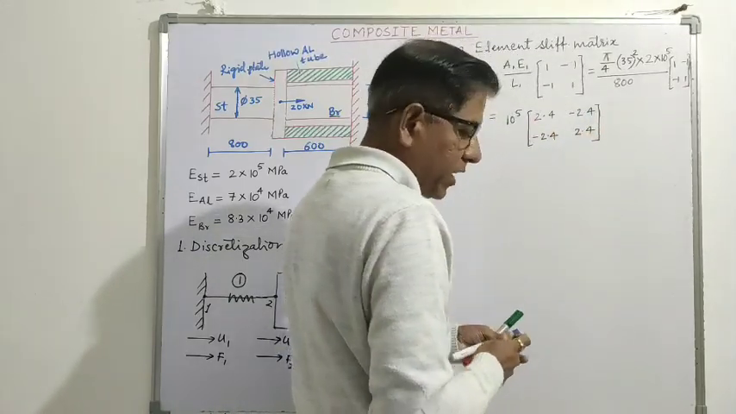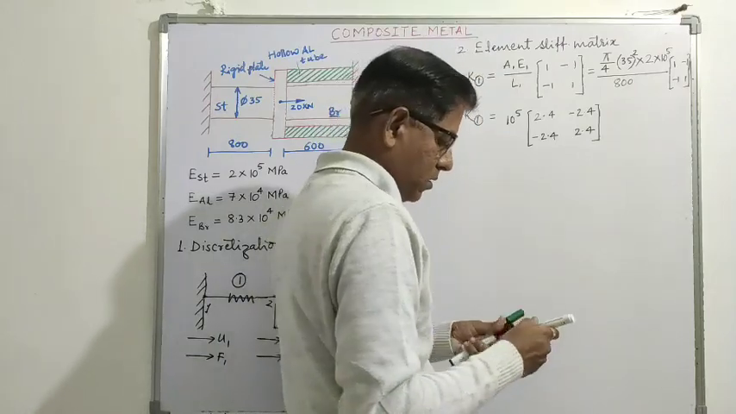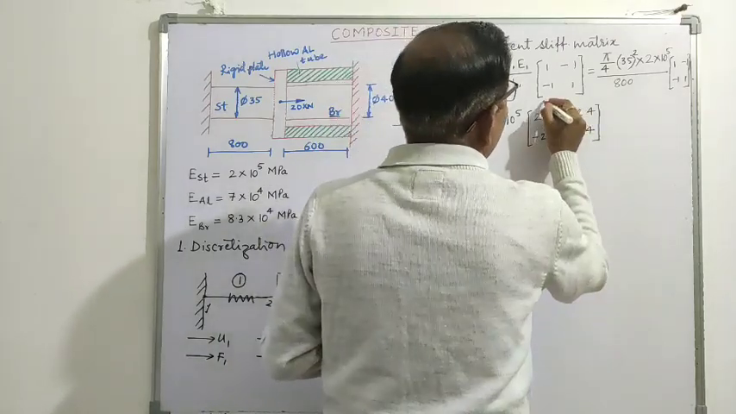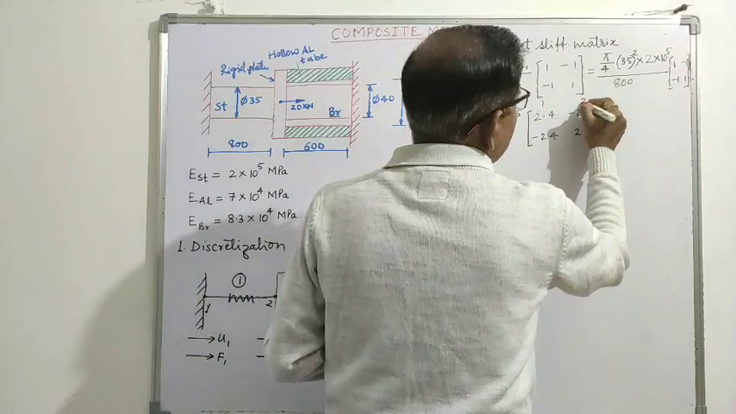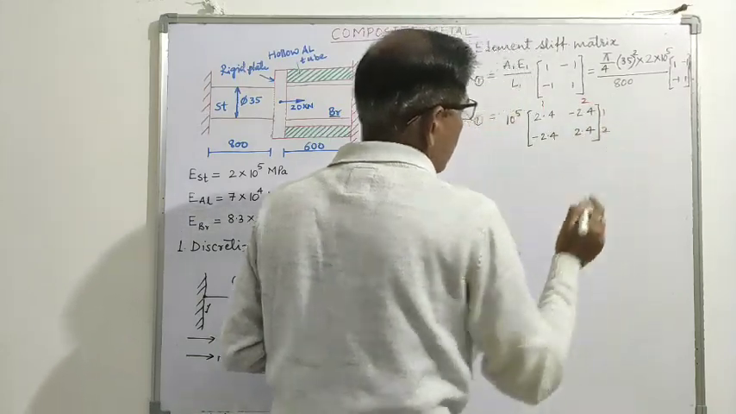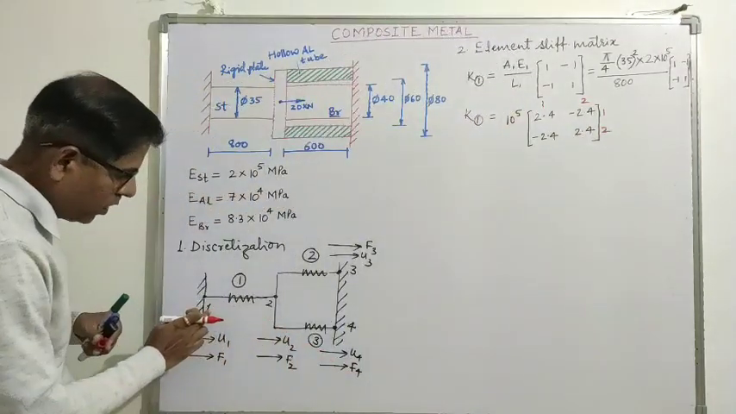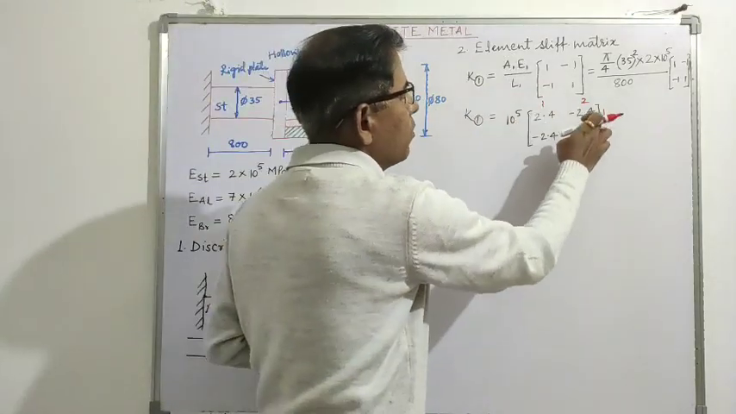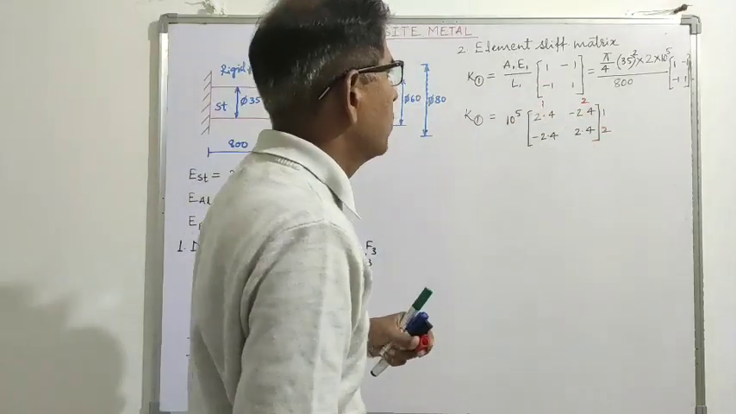Okay, and we give the node numbers to the rows and columns, so it is 1 2 1 2. Element number 1 is made up of node numbers 1 and 2, so we give the row number and column number as 1 2 1 2.